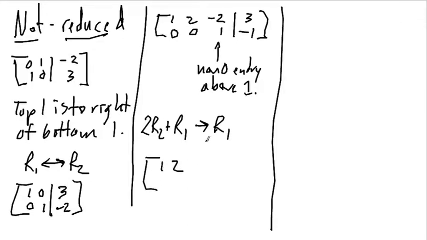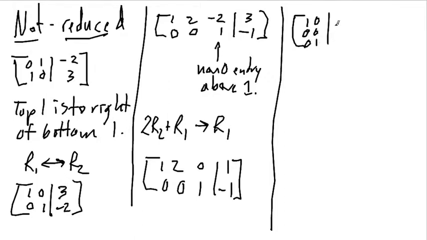So I get 1, 2, 2 times 1 is 2, so 2 plus negative 2 is 0. 2 times negative 1 is negative 2, so plus 3 is 1. And my bottom row stays the same, 0, 0, 1, negative 1. Great. So now above my 1s, or below my 1s, I have zeros. Everything else is fine. Let's do 2 more examples that make the other conditions not true. Let's say 1, 0, 0, 0, 0, 1, and then 3, 0, 2.